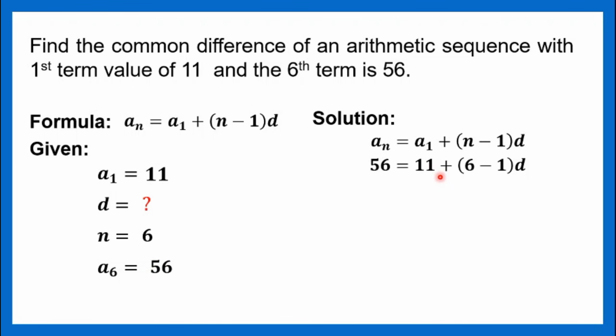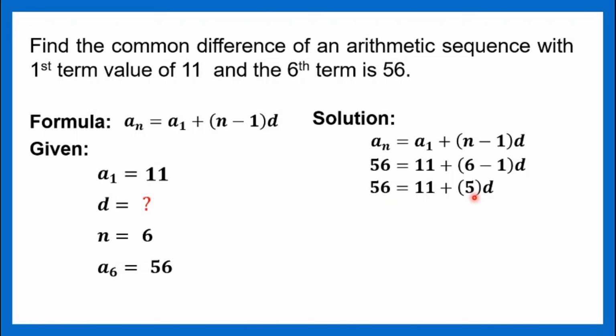Ang n ko ba ay 6? Tama. Ang d ay unknown, so d lang siya doon. Then after that, PEMDAS. Mastery of PEMDAS ang kailangan din. So, parenthesis muna, 6 minus 1. So, magiging 5 yan. The rest, kopya. 56 is equal to 11 plus 5 times d.